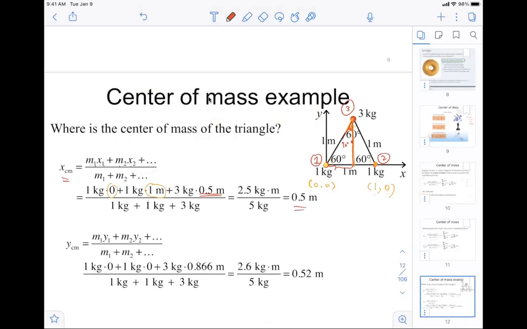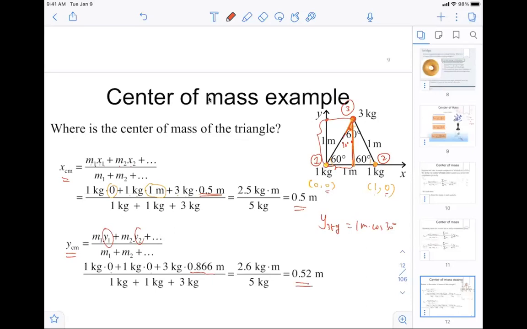And does our math support that intuition? You can plug in your y positions for each of them, okay? The y for the first mass is 0, the y for the second mass is 0. And for the y of the third mass, you need to do a quick calculation using trig. You can see I need to know this side. So the y position of the 3 kilos is also this length, which is 1 meter times cosine of 30 degrees. And that is 0.86 meters.